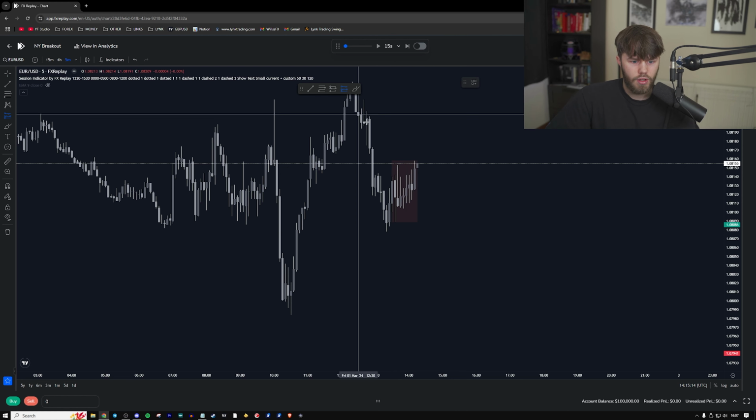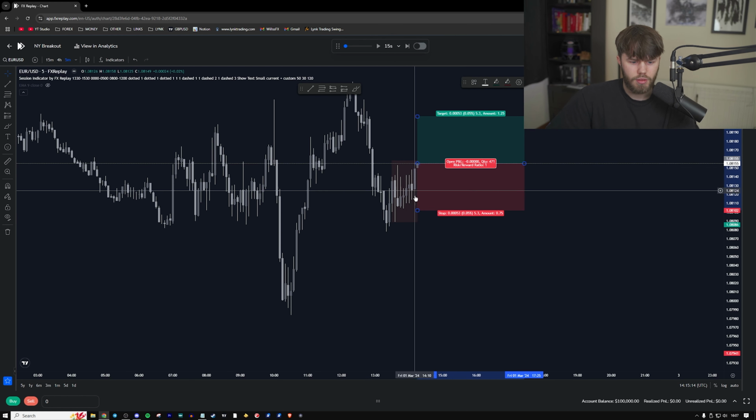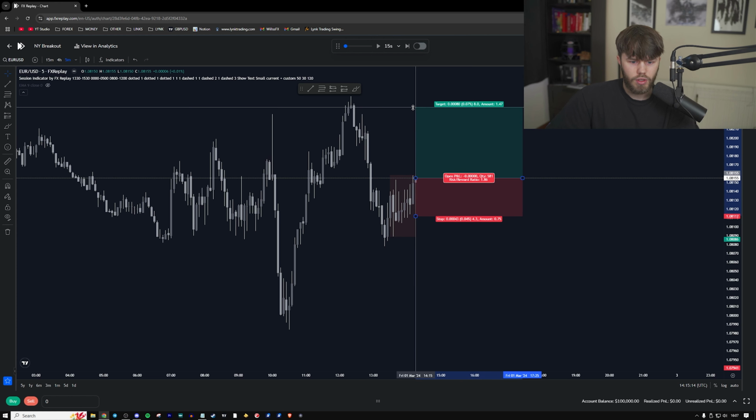Okay, so we do have a push up now, so we're obviously going to market execute here. And like I said, stop loss below the wick with a 1 to 2 risk to reward.